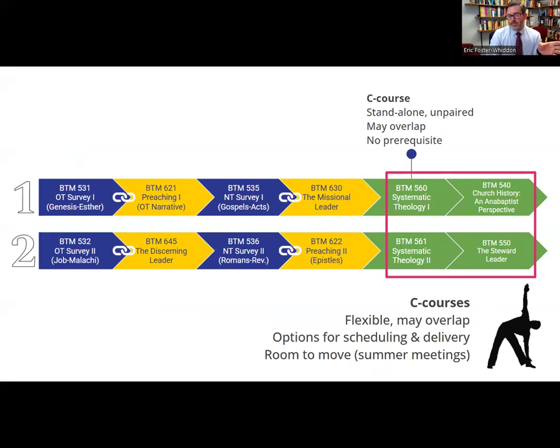So C courses provide flexibility. C courses allow for situations where courses could overlap, where you may be finishing one course while you're beginning another course, because they're not paired with anything else and they stand alone. They might overlap a little bit from summer to summer. C courses allow options for scheduling and delivery that's different from A and B courses. It just gives us some room to move.